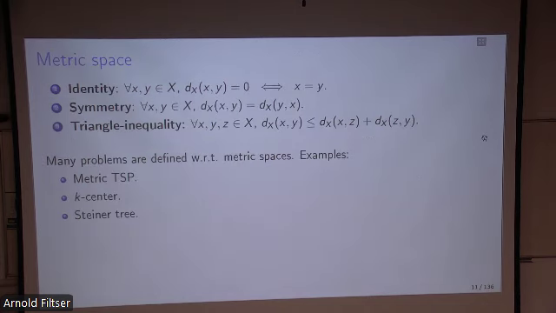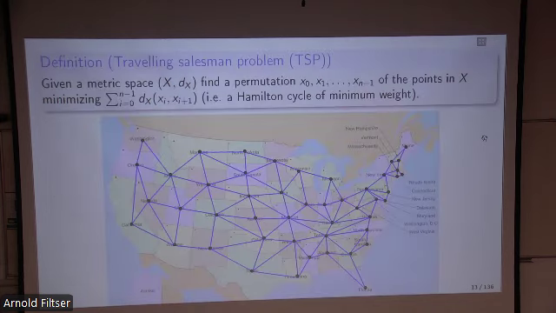So this is the metric space, and a lot of problems in computer science, or in general, are defined over metric spaces. Here are some examples that you saw or will see in future courses: metric TSP, k-center, Steiner tree. For example, in metric TSP, we're given some metric space X, and the goal is to find a permutation over the metric points that will minimize the sum of the various distances.